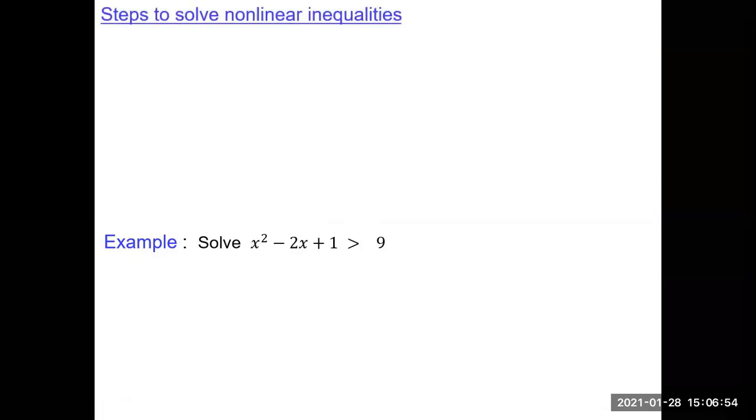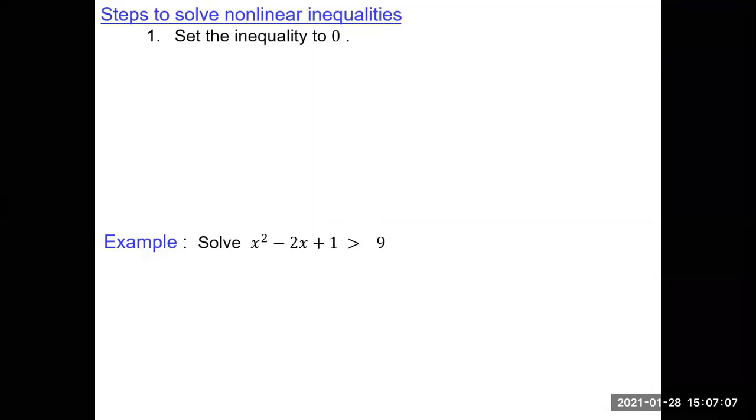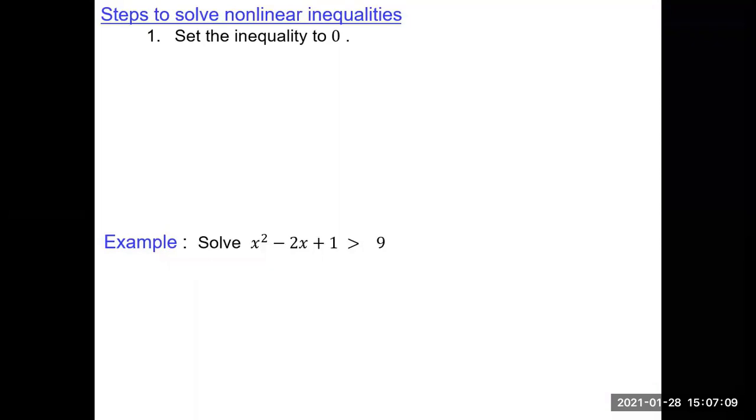So we can't actually just move everything over and isolate the x on one side. So instead, we're going to set the inequality to 0 and solve it in a very similar way to how we would have solved a quadratic equation. So if we subtract 9 from both sides, that ends up giving me x squared minus 2x minus 8 is greater than 0. Now, if that was an equal sign, we would apply the zero product property by factoring and setting each factor to 0.